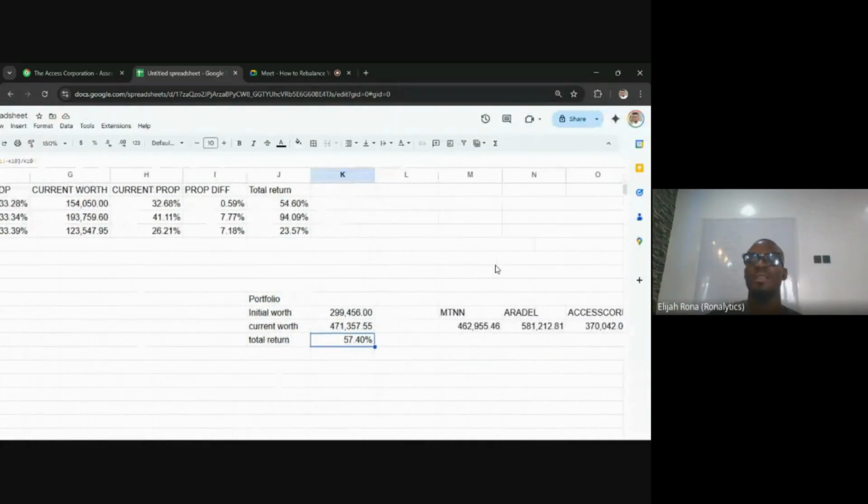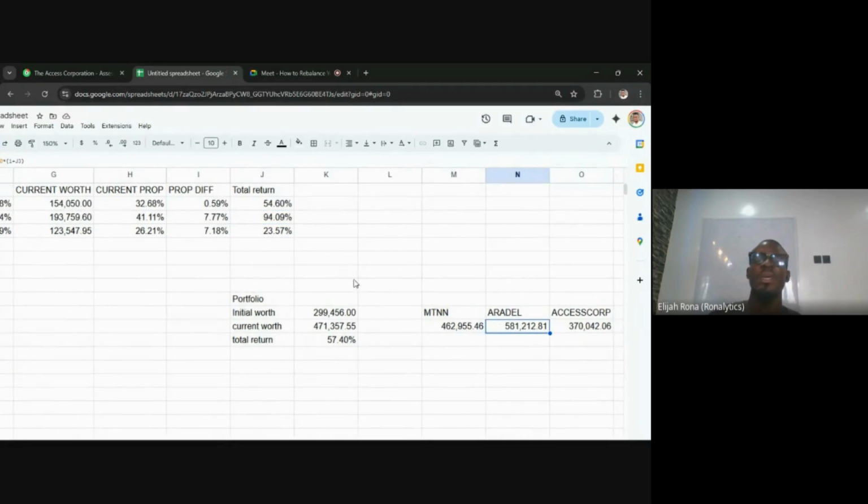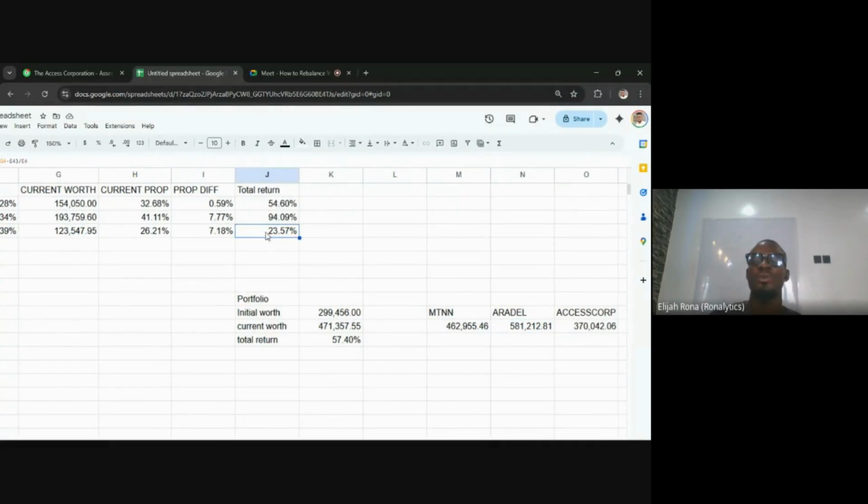However, if you had invested this 300,000 only in MTN, your portfolio would have given you 54%, which is around 462,000. If you had invested only in Aradel, it would have given you as much as 94%, which is around 581,000. Then if you had invested only in Access Bank, it would have given you 23%, which is around 370,000.